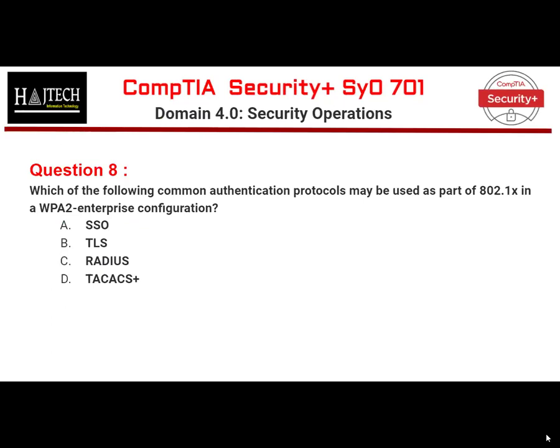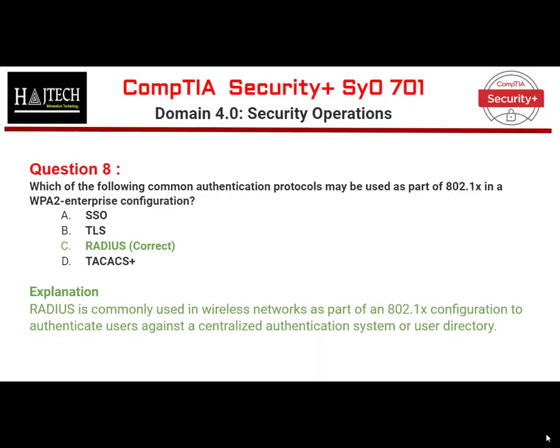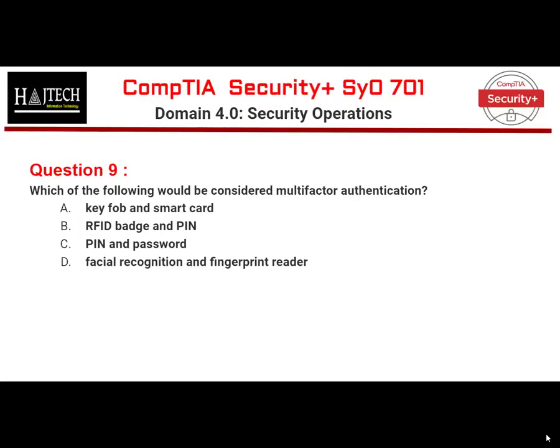Question 8. Which of the following common authentication protocols may be used as part of 802.1x in a WPA2 enterprise configuration? A. SSO. B. TLS. C. Radius. D. TACACS Plus. C. Radius. Correct answer. Explanation. Radius is commonly used in wireless networks as part of an 802.1x configuration to authenticate users against a centralized authentication system or user directory.